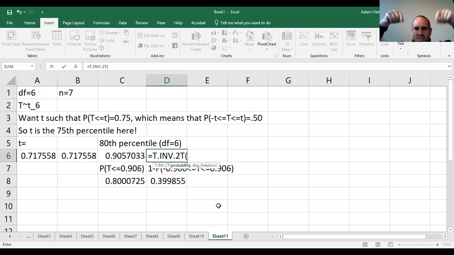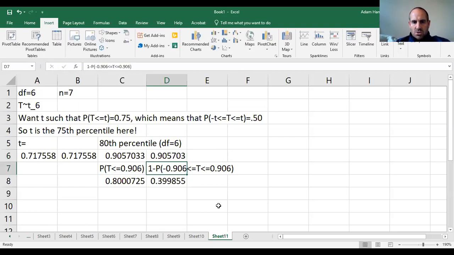How much probability do you want in the two tails? Well, what do you think? In this particular case, if there's 20% in the left tail, we would want 40% split between the two tails. Okay, and the degrees of freedom are 6. We should get the exact same number, 0.906, and we do.